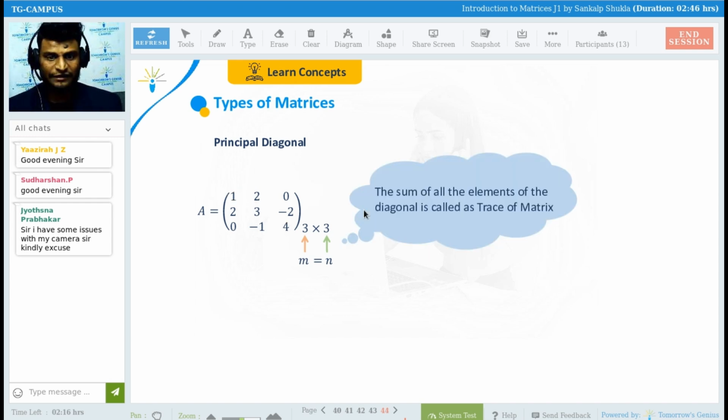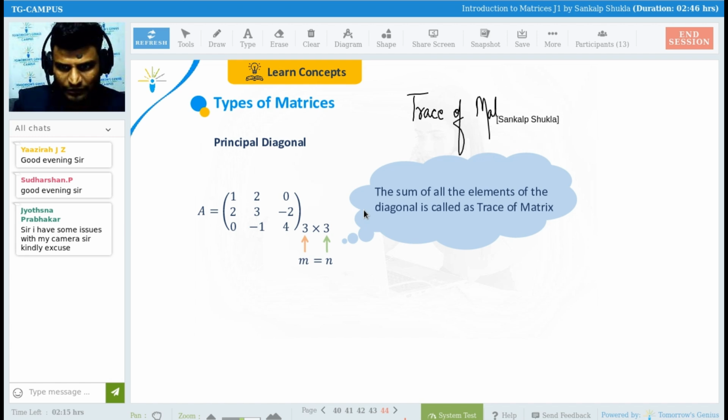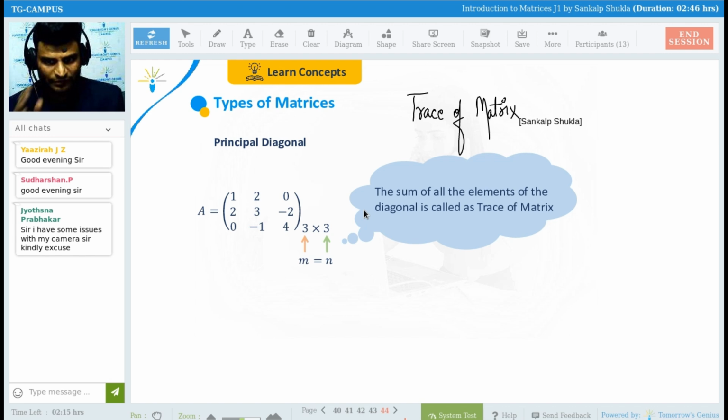Now this is highly important, because I have one question based on this concept also. Trace of a matrix. This is not in CBSE. In the CBSE book, nowhere is it mentioned what the trace of a matrix is. But we have some questions based on the trace of a matrix in JEE Mains, not in Advanced. The sum of all the elements of the diagonal is called the trace of a matrix. Such an important term, you guys have to note it down.